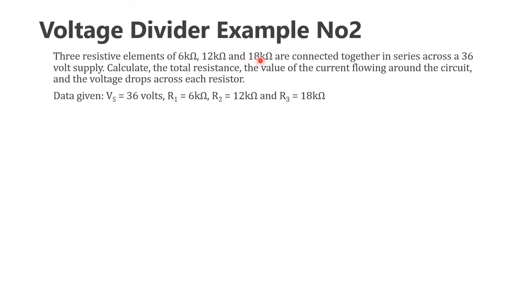Voltage divider example number 2. Three resistive elements of 6 kilo ohm, 12 kilo ohm and 18 kilo ohm are connected together in series across a 36 volt supply. Calculate the total resistance, the value of the current flowing through the circuit and the voltage drop across each resistor. So here the data given is Vs as 36 volts, R1 as 6 kilo ohm, R2 as 12 kilo ohm and R3 as 18 kilo ohm. So simply we can draw the circuit like this.